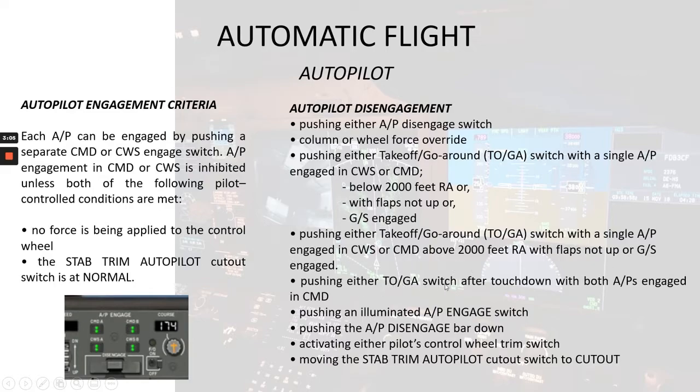Pushing either TOGA switch after touchdown with both autopilots engaged in command. Pushing an illuminated autopilot engage switch. Pushing the autopilot disengage bar down, this one here. Activating either pilot's control wheel trim switch, moving the stop trim autopilot cutout switch to cutout. So those are the ways we can disengage the autopilot.